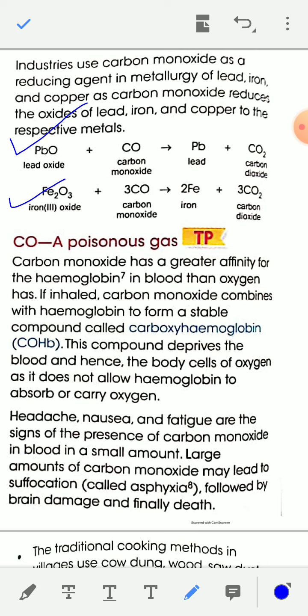The next characteristic property of carbon monoxide is that it is a poisonous gas. Carbon monoxide has a greater affinity for the hemoglobin in blood than oxygen. If inhaled, carbon monoxide combines with hemoglobin to form a stable compound called carboxyhemoglobin, COHb. This compound deprives the blood and hence the body cells of oxygen, as it does not allow hemoglobin to absorb or carry oxygen.